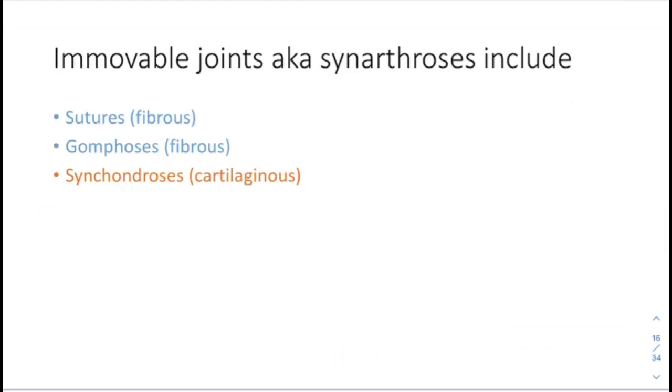Okay, so let's summarize. So for immovable joints or synarthroses, because remember syn means together. So bones that are together, they can't move. So immovable joints or synarthroses include the sutures between the skull bones, the joint between the skull bones. And then we have gomphoses, which are the articulation of the teeth with the alveolar process. And they're connected by the periodontal ligament. And we have synchondroses. The synchondroses are the bones that are connected by hyaline cartilage.